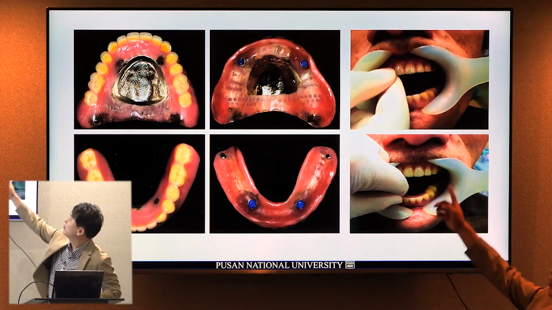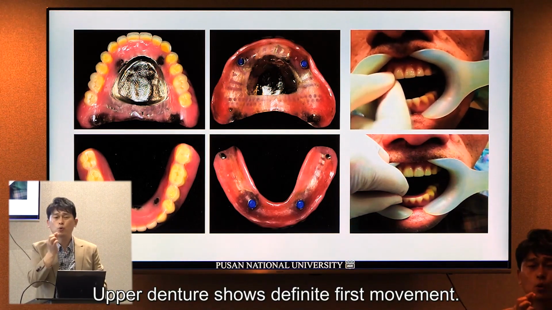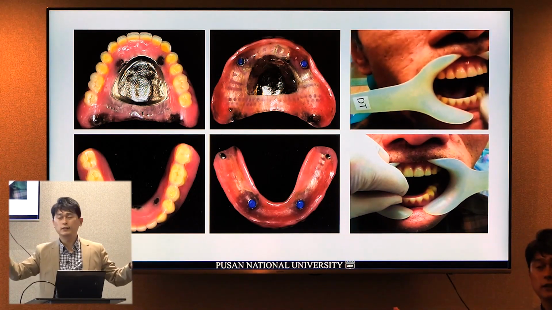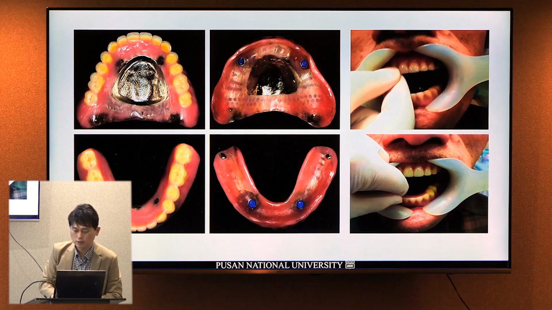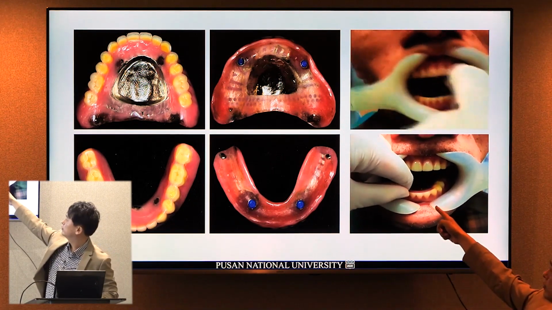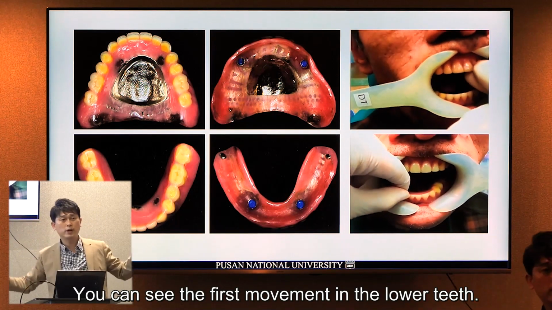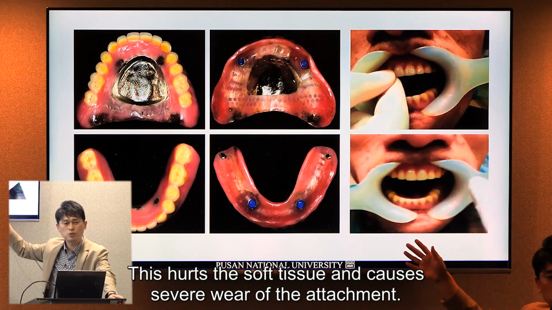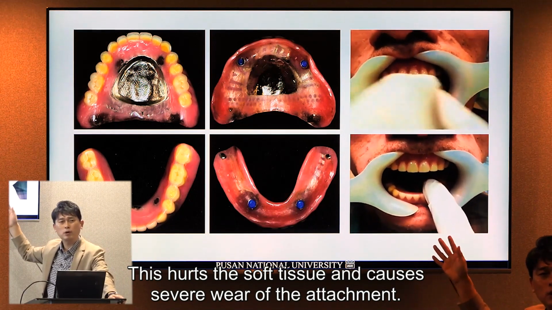Look at this. The upper denture showed definite burst movement. Okay? Lower teeth. You can see the burst movement like this. So this hurts the soft tissue and then causes severe wear of the attachment.